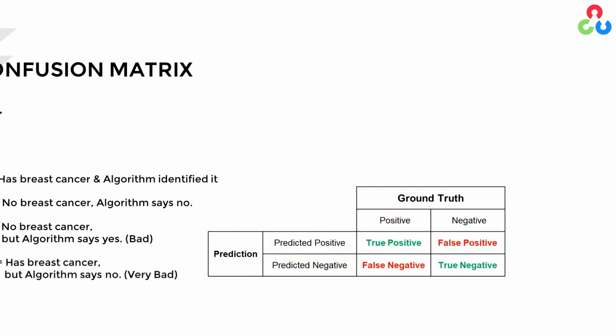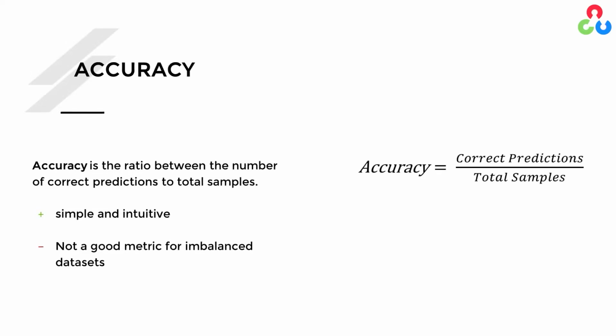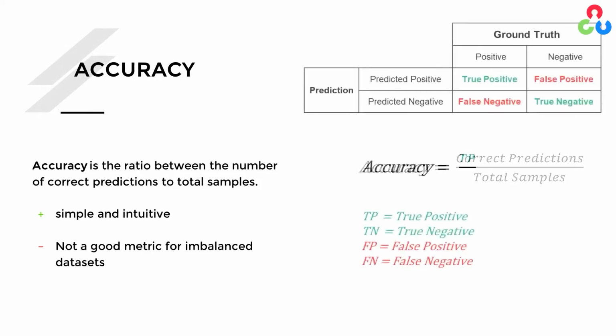Next, look at the metric called accuracy. Formally, it is defined as the ratio of correct predictions to total predictions. So it is the fraction of predictions our model got right. In terms of true positives, true negatives, false positives and false negatives, it is basically the ratio of true positive plus true negative divided by the total number of samples, which is essentially true positive plus true negative plus false positive plus false negative.